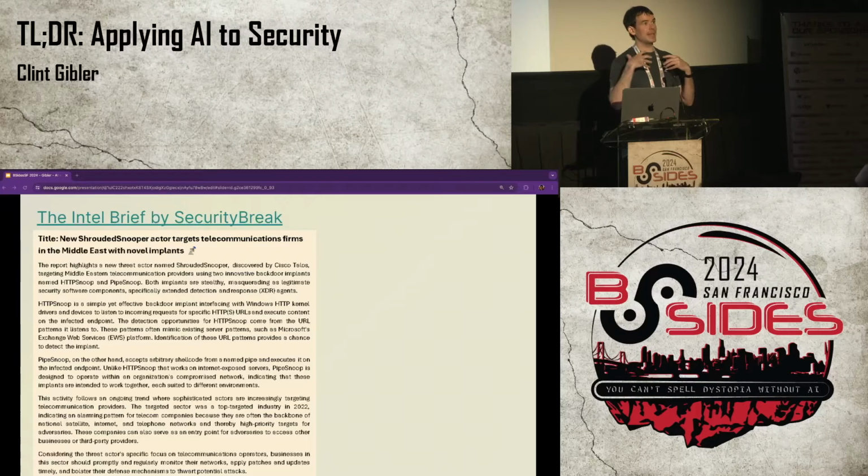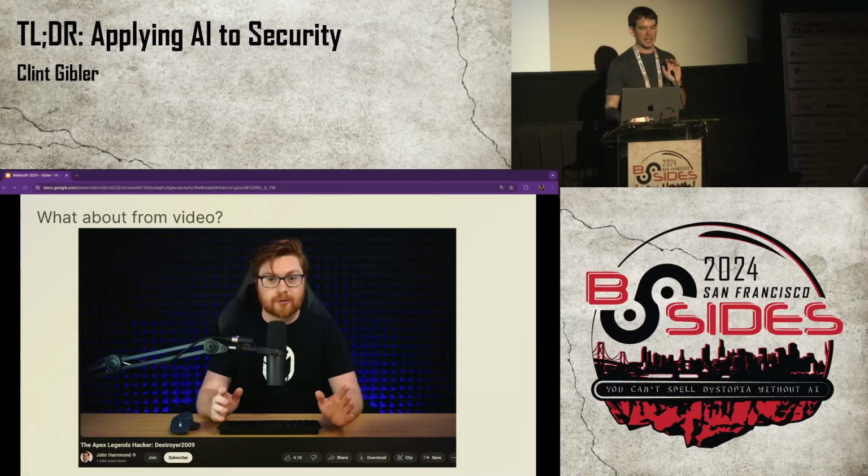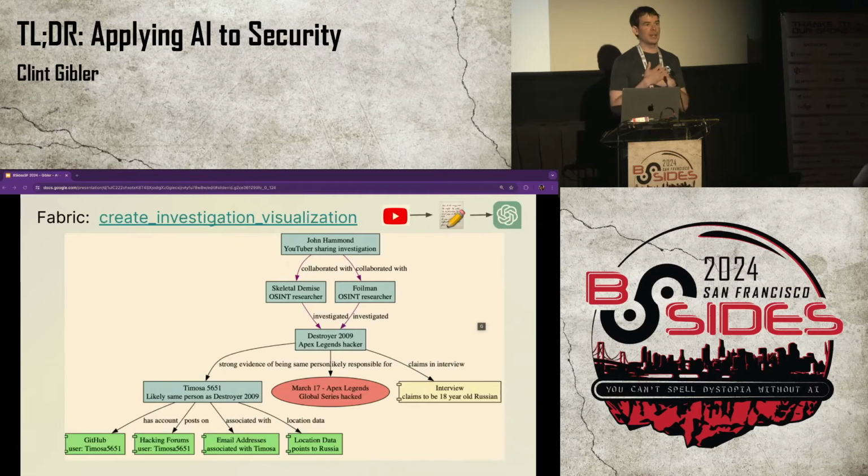So another example, maybe you're like, okay, this is a lot of text about this threat intel report. It would be nice to just have an intuitive visual understanding of it. So Thomas released a Jupyter notebook that walked through how to turn that into a nice Mermaid.js visual diagram. Okay, so that's text to image. What about video to that? My friend John Hammond had a nice video about this specific Apex Legends hack. Maybe I wanted a nice overview of it, so I could use this pattern called create investigation visualization, where I go from YouTube to transcript, pass it to this prompt, and then again it generates a nice Mermaid.js diagram for me.